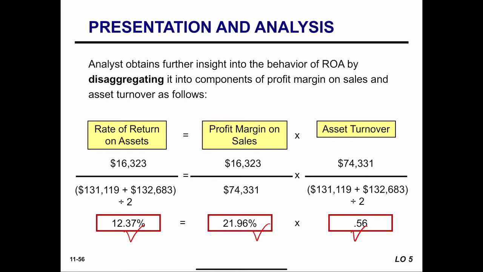In reality, firms may not be able to achieve both high profit margin and asset turnover. Different firms adopt different strategies. Firms like Walmart, their profit margin is low, but they have very high asset turnover. We know Walmart's product is cheap. Their profit margin is narrow, but their asset turnover is very high.